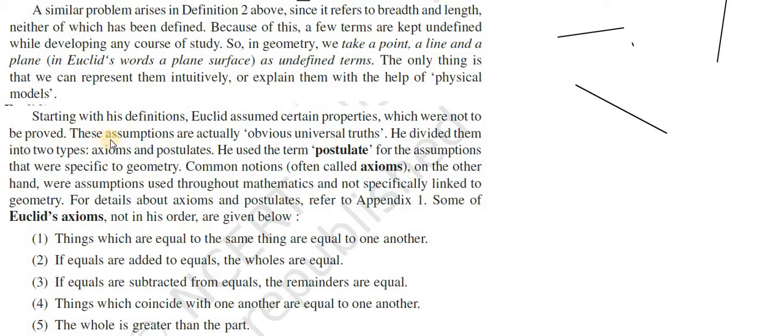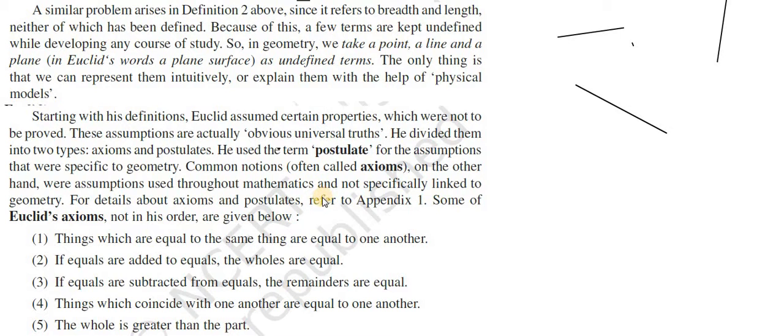So let's see what they gave here. Starting with this definition, Euclid assumed certain properties which were not to be proved. These assumptions are actually obvious universal truths. He divided them into two types, axioms and postulates. He used the term postulate for the assumptions that were specific to geometry. Common notions, often called axioms, on the other hand, were assumptions used throughout mathematics and not specifically linked to geometry.